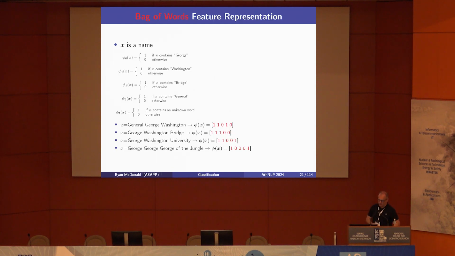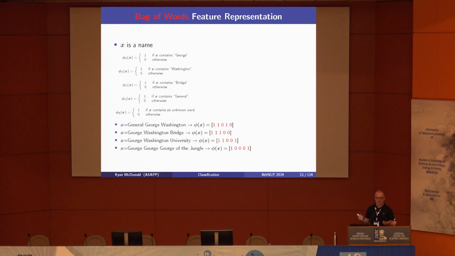So bag of words we've talked about before in the thought experiment where we just had a bunch of symbols. That is a very common feature representation. Let me show you an example of that with actual language, English here. Let's say X is a name, or X is some string. I'm going to define 5 features here. The first feature basically just tells me George is in that string I'm looking at. X is a string here.